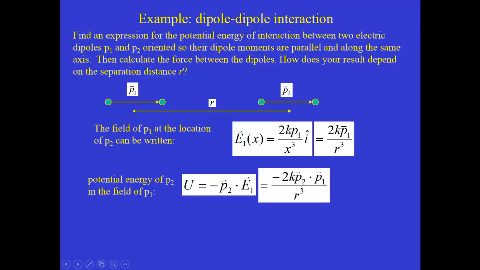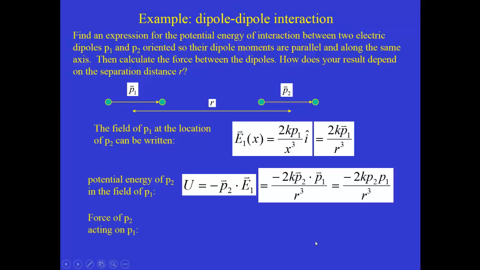We substitute in here 2k P1 over r cubed dotted into P2, because P2 is the quantity that's dotting into E1, and so we end up with minus 2k P2 P1 over r cubed. And again, that happens because P2 and P1 are parallel to each other, and that dot product just gives P2 times P1. So that's the potential energy, and notice that it's proportional to 1 over the distance cubed.